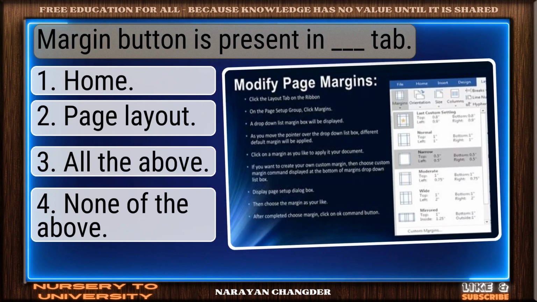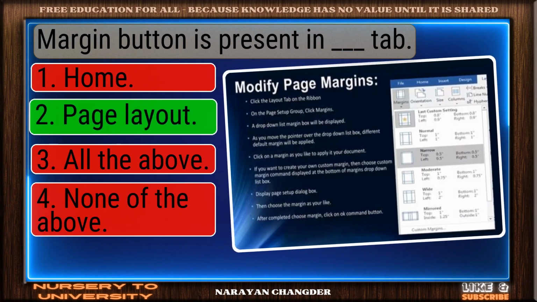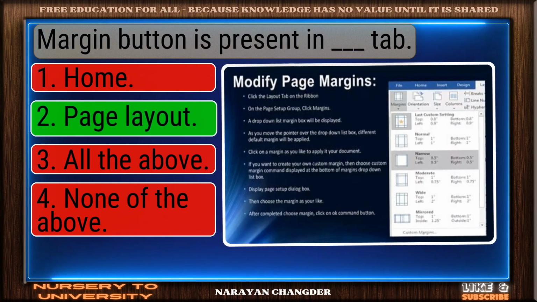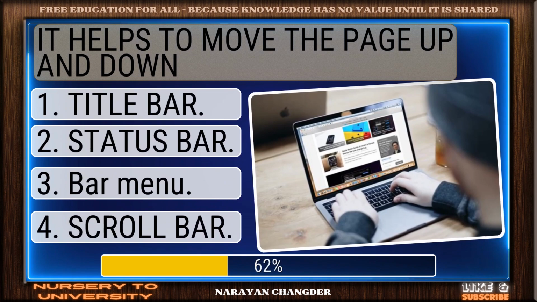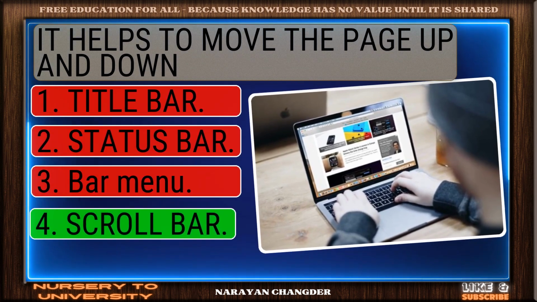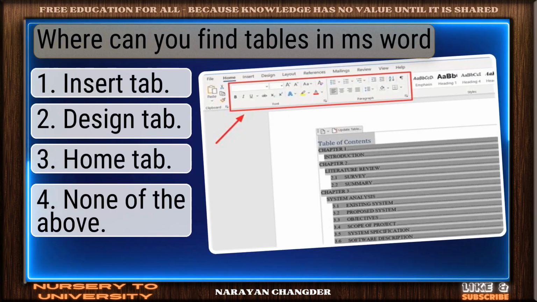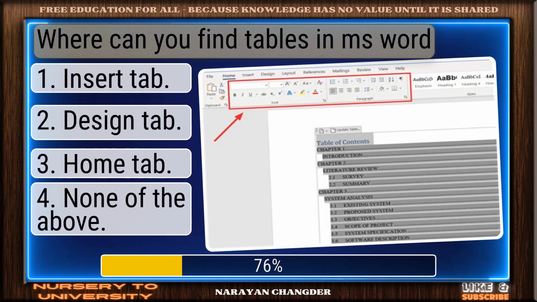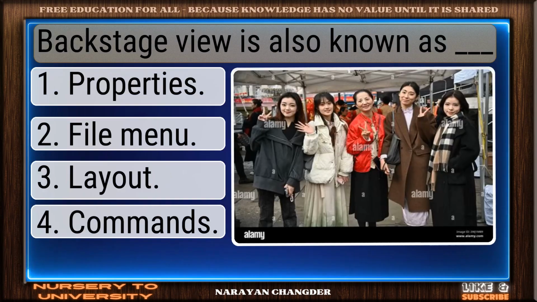Margin button is present in dash tab. Sharp thinking. Page layout is the right choice. It helps to move the page up and down. On track. Scroll bar is the correct answer. Where can you find tables in MS Word? Solid response. Insert tab is a valid choice.